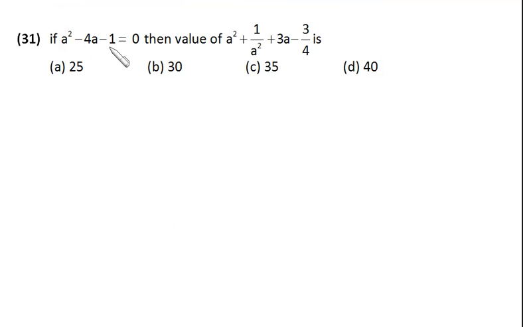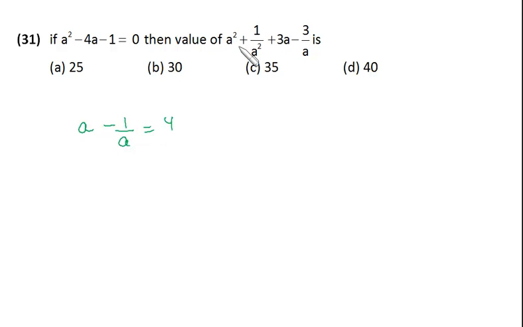This is a square minus 4a minus 1 is equal to 0, find the value of this. Again, you just can see a plus 1 upon a and all that. Sorry, misprinting was there. So a square plus 1 upon a square plus 3a minus 3 by a. Now here, if I divide the entire expression by a, I'll be getting a minus 1 upon a is equal to 4, right? A minus 1 upon a is equal to 4.